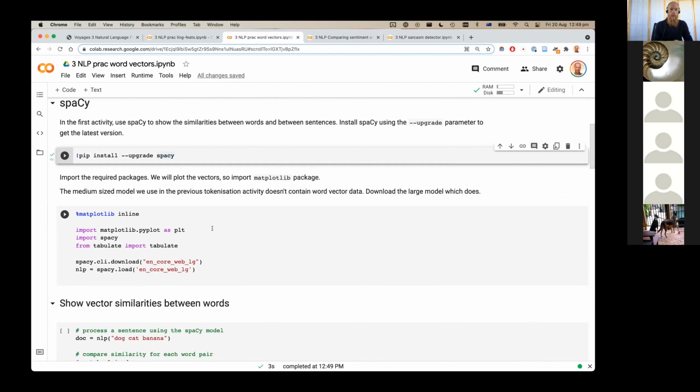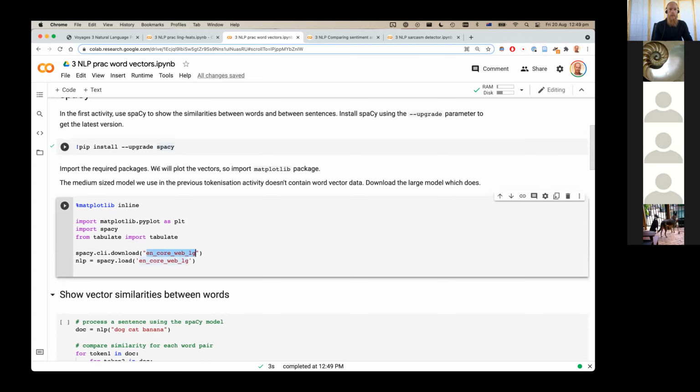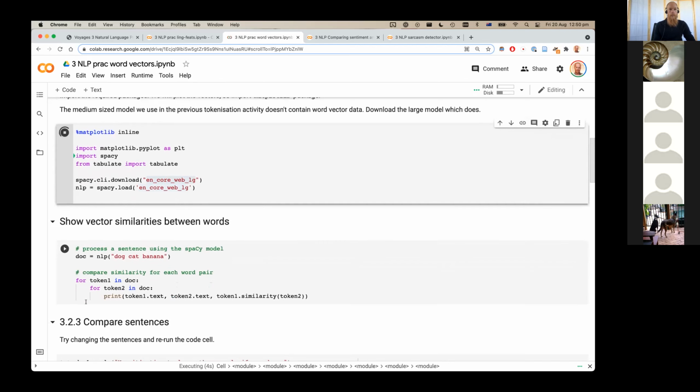Now, with this visualization, with the vector similarities, we're going to visualize them again. It's a lot easier to see this stuff rather than looking at pages full of numbers. And the corpus that we used in the first activity doesn't include vector data for the tokens. So we'll download and load this large corpus. So run this cell to do that.